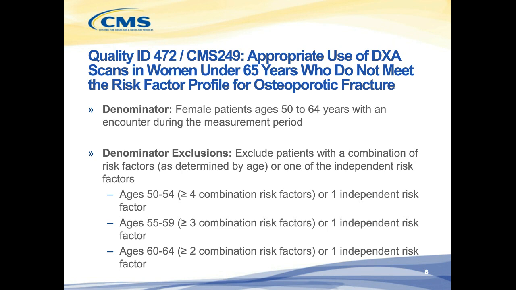The exclusions, therefore, remove women from the measure who may be appropriately screened for osteoporosis because they are at higher risk for fracture. There are two ways to meet the exclusion criteria: a combination of risk factors based on patient characteristics, diagnoses, and other patient data, or independent risk factors. The combination risk factors are meant to approximate a patient's risk for osteoporotic fracture based on the FRAX. The independent risk factors are conditions that are associated with a higher risk for fracture.